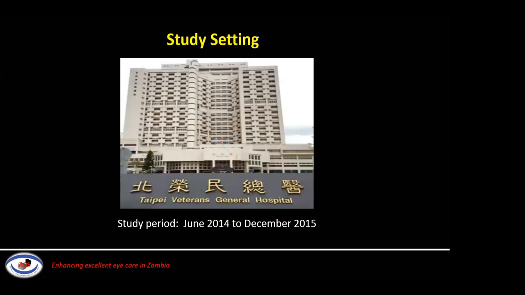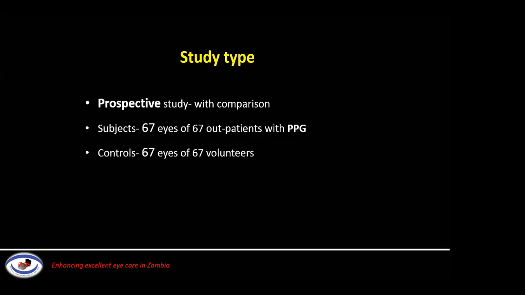So the study was done in Taiwan at Taipei Veterans General Hospital, and the study period was from June 2014 to December 2015. The study type, we can say, was a prospective study with a comparison. It included the subjects as well as controls. The subjects were patients who presented to the outpatient department with pre-perimetric glaucoma. These were 67 patients. And the controls were healthy volunteers from the same hospital who were also 67. So 67 eyes of 67 patients.